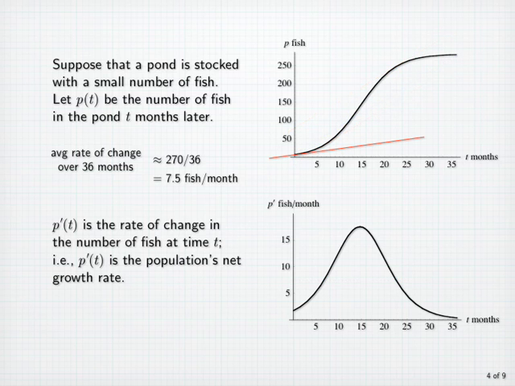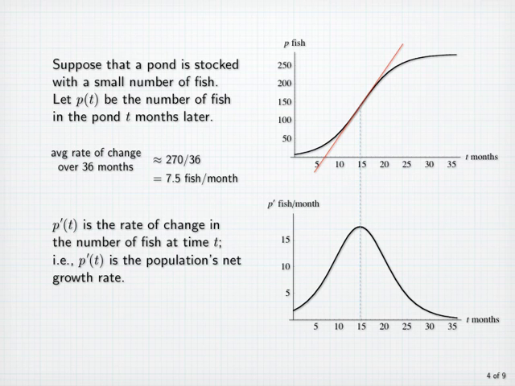Now again, as we noted before, P increases slowly at first. In other words, the slope of the tangent line is small at first. The rate of increase gradually increases up to a point and then decreases thereafter. We can also see this in the graph of P prime.